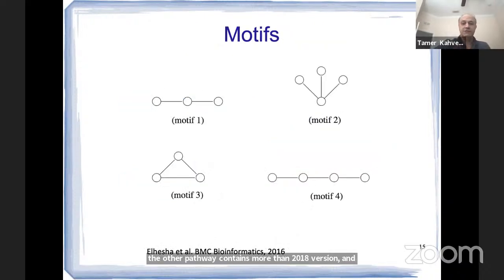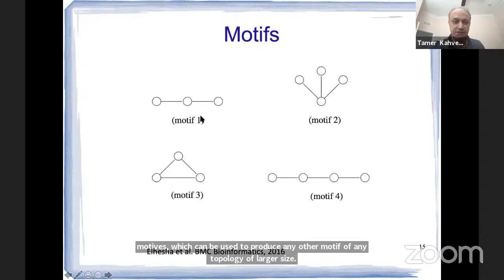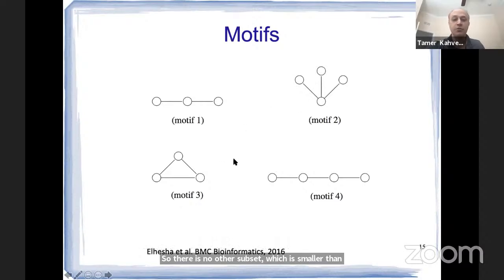These are the motifs that we tested our algorithm on. So we use these motifs because in another paper before we have proved that this is the minimal subset of motifs which can be used to produce any other motif of any topology of larger size. So there is no other subset which is smaller than this, whose combination can produce every possible topology.